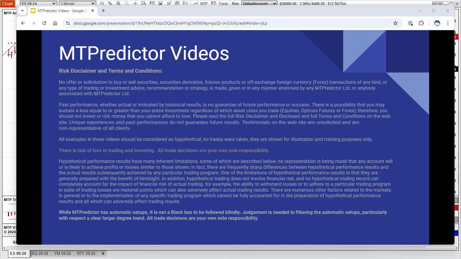In today's MTPredictor video, I'd like to look at our DPs or decision points and why it's important to respect the larger degree position of the chart. In other words, it's always important to trade with two time frames where you look to trade in the direction of the larger degree trend.